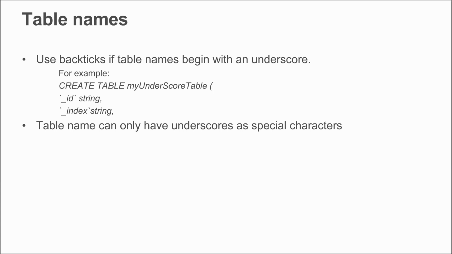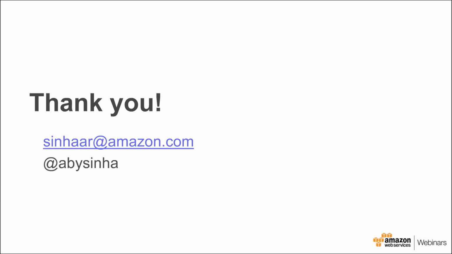Table names. If you have table names or column names that start with an underscore, you can backtick them to use them in Athena. And table names can only have underscores as special characters. So if you're going to use table name dot something dot something dot something, that's not going to be accepted as a valid table name. So just make sure you know about that.